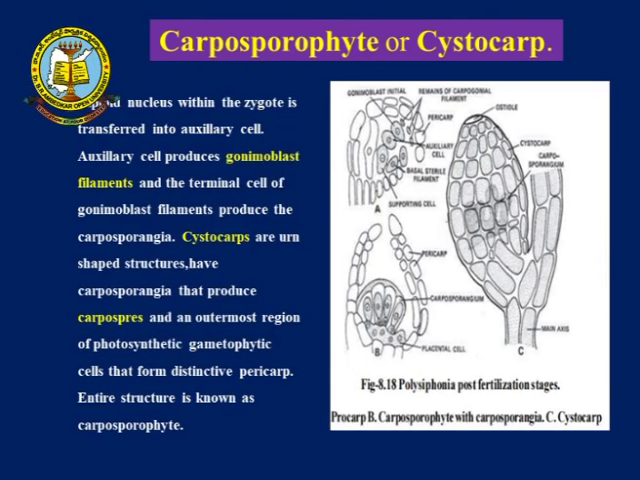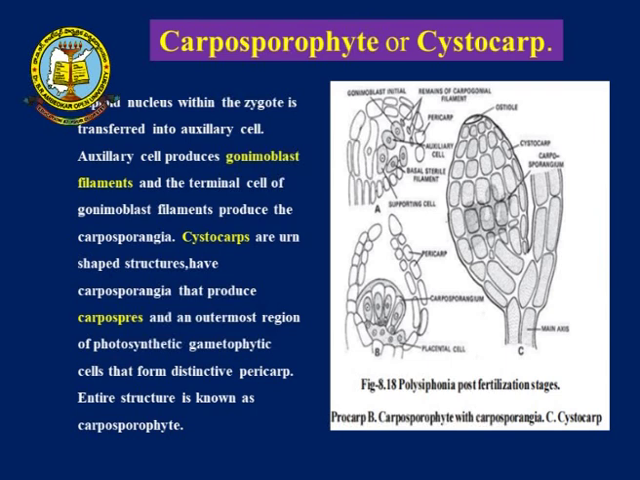This diploid zygote divided, and after division, two nuclei formed. One of the nuclei entered into the auxiliary cells, where gonimoblast filaments formed. In this gonimoblast filament, the apical-most one is called the carposporangium. Inside the carposporangium, carpospores are formed. That entire structure is called the cystocarp.